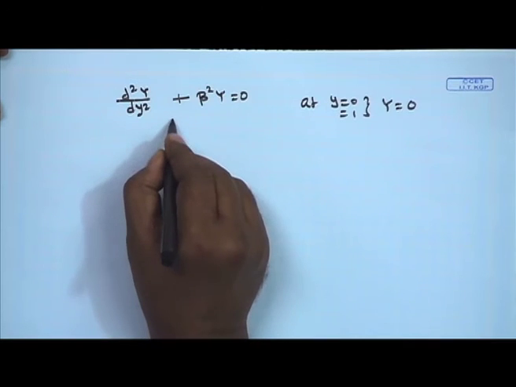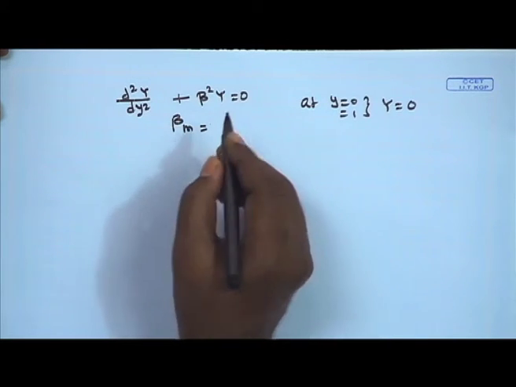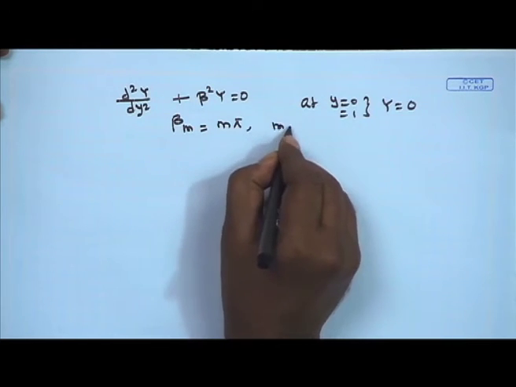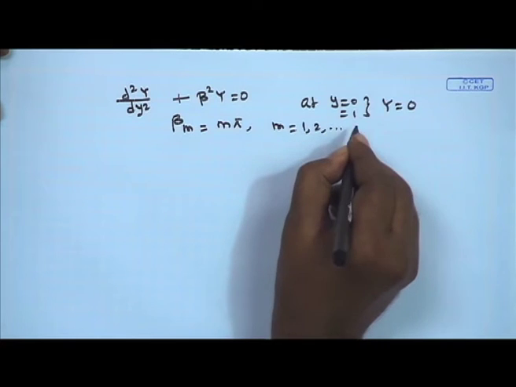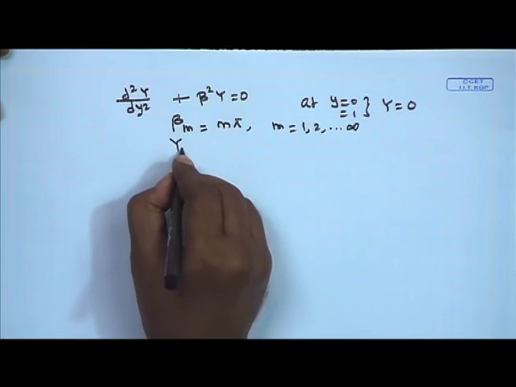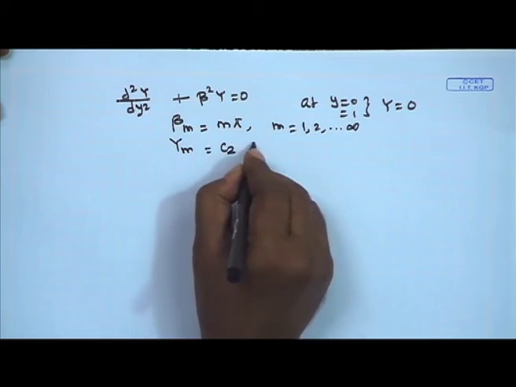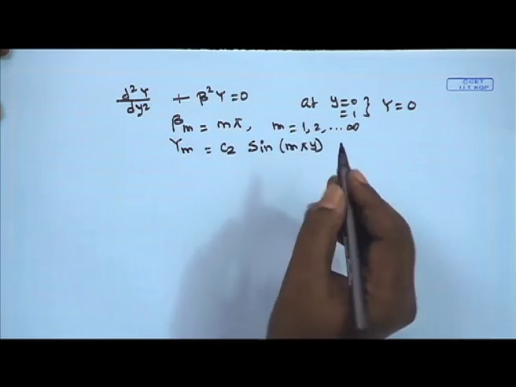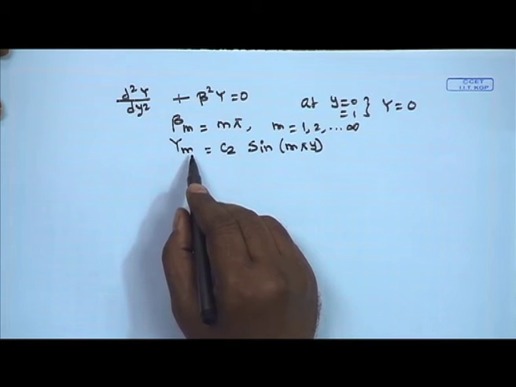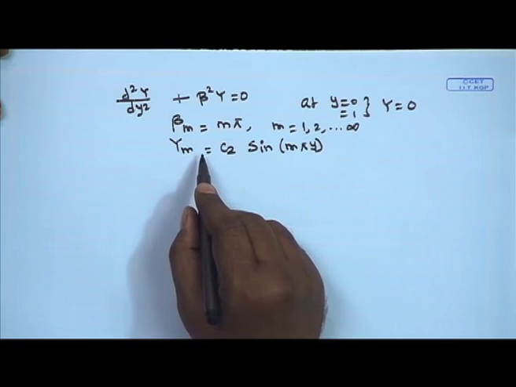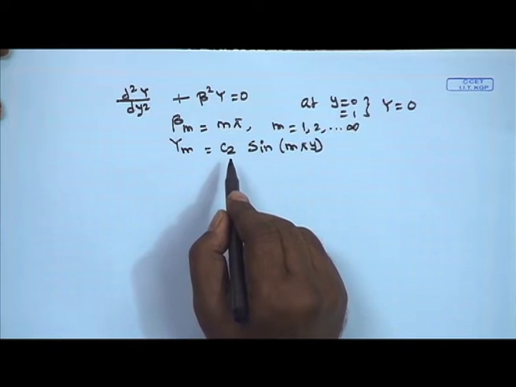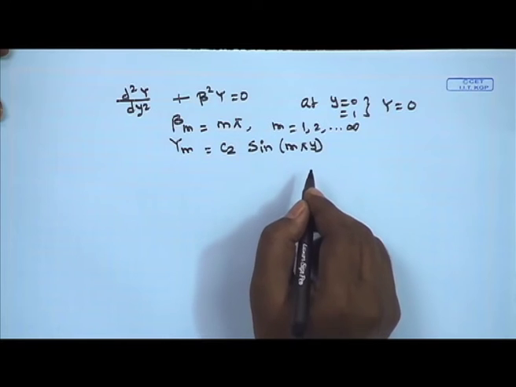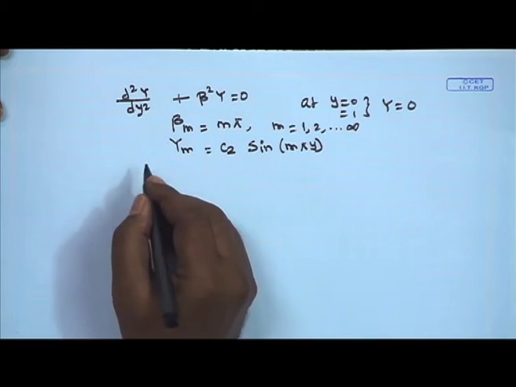So, the eigenvalues will be beta m is equal to m pi, where the index m runs from 1, 2, 3 up to infinity, and Y m will be C2 sin m pi y. The index m stands for the eigenvalue problem in the y direction, and n stands for the eigenvalue problem in the x direction. Now, we can look into the solution of the time varying part.